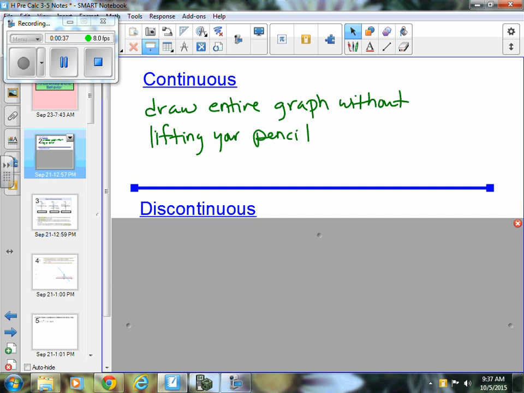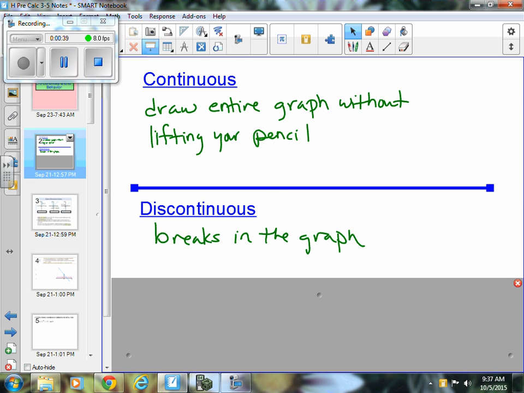So discontinuous then means that there are breaks. You can't draw that entire graph without having an issue. You're going to have to lift your pen or pencil, so we can't draw the whole thing. What we're going to really focus in on today is what kinds of ways can you be discontinuous? How can you have discontinuity in your graph? What types are there, and how do you find them? How do you know? And then being able to prove a graph is continuous.